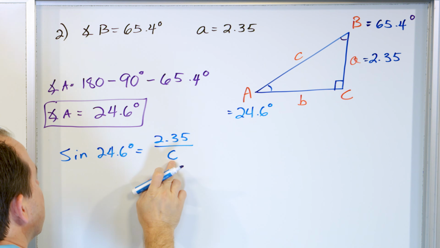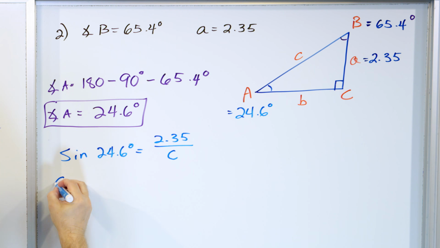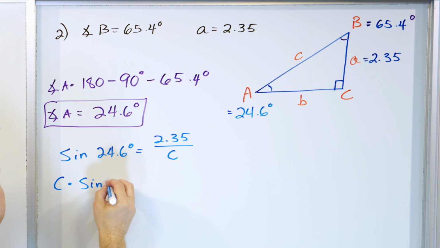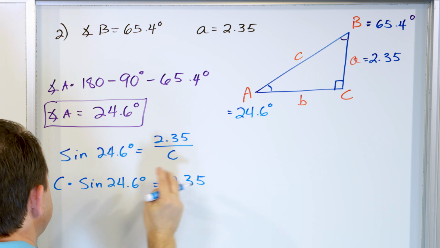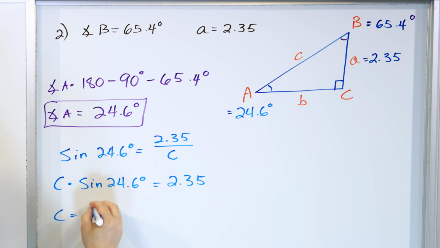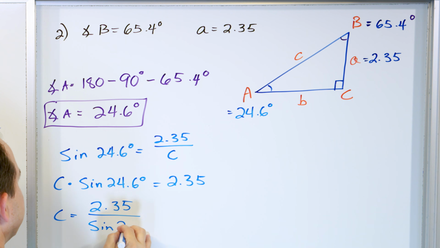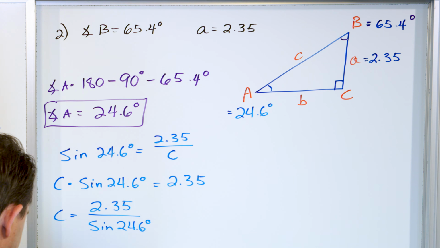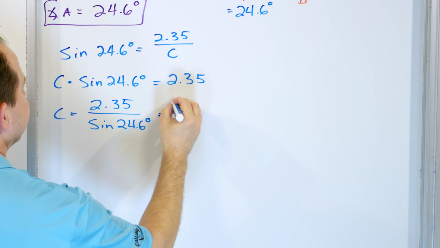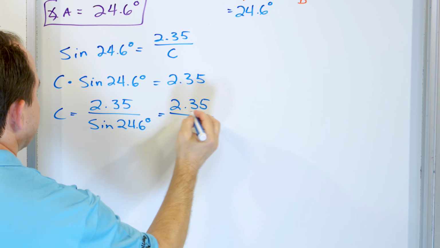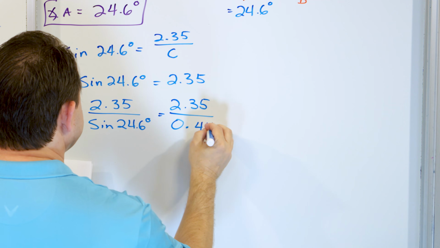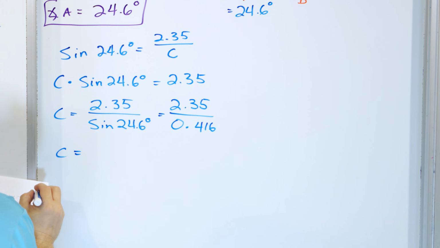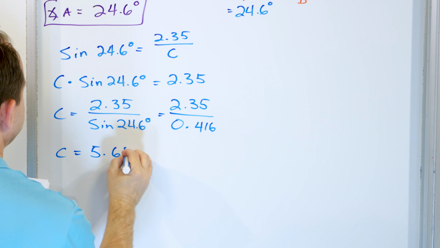Now we want to solve for the variable C. So if we multiply both sides by C, we'll get C multiplied by the sine of 24.6 degrees, and that's going to equal 2.35. And then if I divide over here, then C is equal to 2.35 divided by the sine of 24.6 degrees. And then the sine of 24.6 degrees works out to be 0.416 in a calculator. And then 2.35 divided by this, you'll get 5.65.